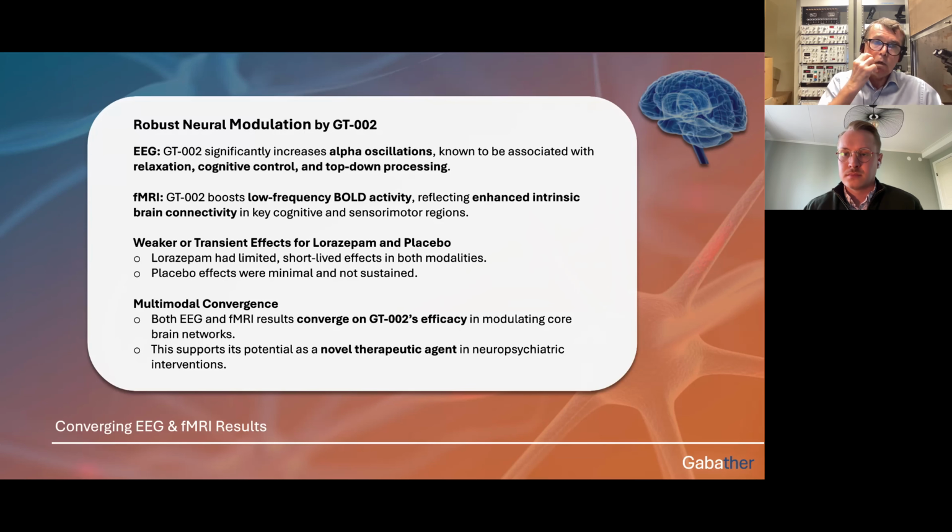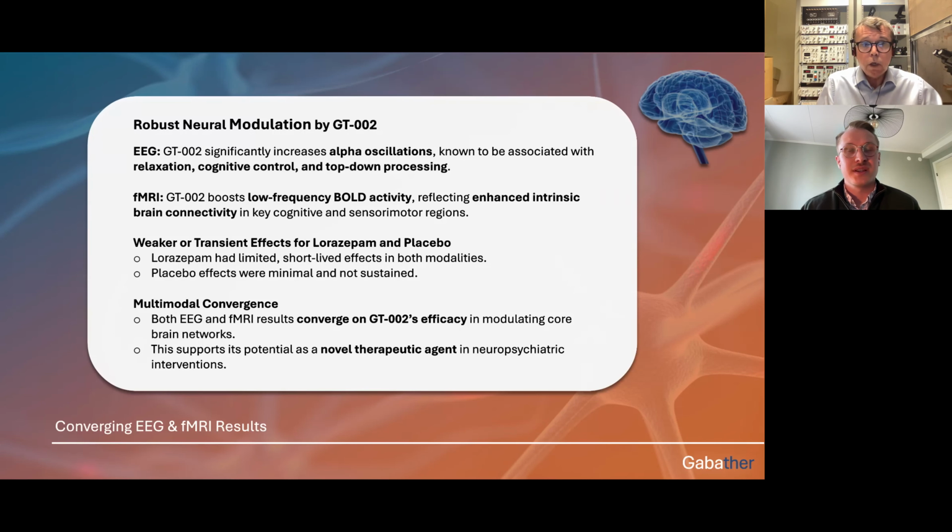So a placebo effect would not stimulate those brain areas. GT002 would, and lorazepam would either not stimulate or stimulate much lower than GT002. So it's a statistically significant difference in the increase in the signal strength that you're measuring.